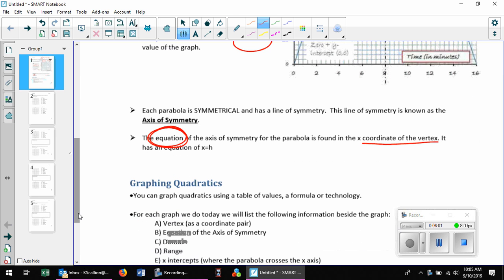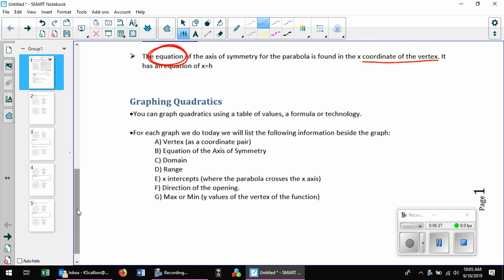So you're always going to give it in the equation: x equals whatever the x coordinate of the vertex is. So all the information's there if you're looking at the graph. You just need to know how to pull it out. Nothing secret. So the equation of this axis of symmetry is going to be x equals 8. I think that's already on the graph, I just can't see it. All right.